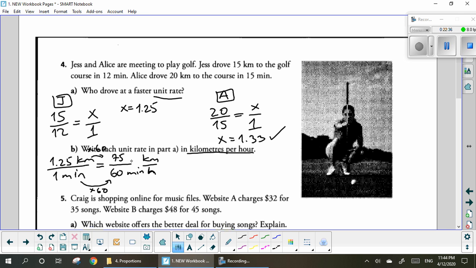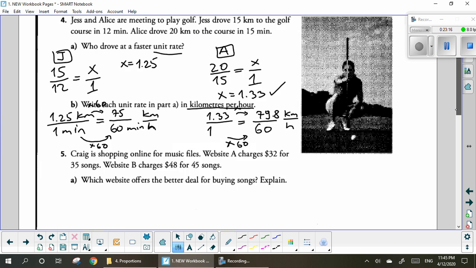So that means that, what's her name? Jess is going 75 kilometers per hour, which is pretty fast. And then if we do the same calculation for Alice, she's doing 1.33 for 1 minute, and we're converting into 60 minutes. So again, it's times 60. It's the same conversion rate times. So 1.33 times 60 is 79.8 kilometers per hour. So that's how fast she was moving as she was driving to the golf course.